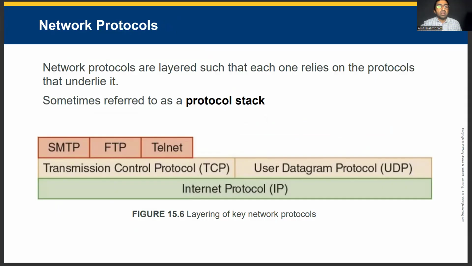Network protocols are layered in a stack where each protocol depends on lower layers for support. Higher level protocols rely on lower level services to handle tasks like routing, addressing, and ensuring reliable delivery. These layers interact seamlessly to deliver data across networks.